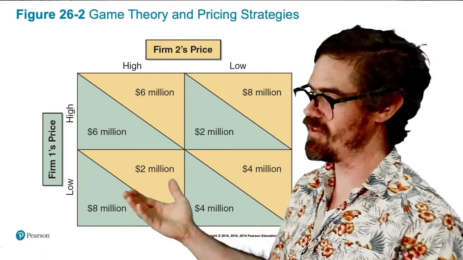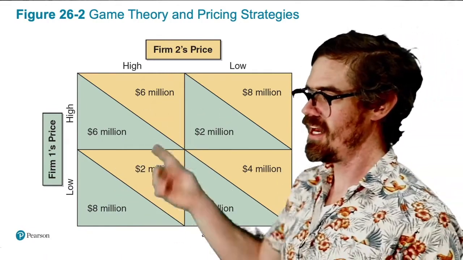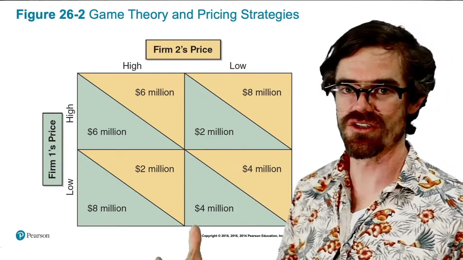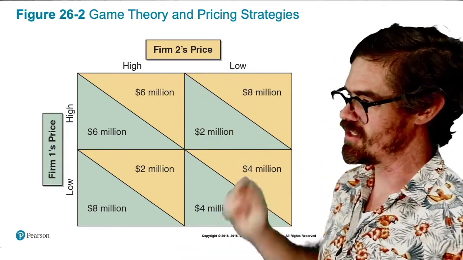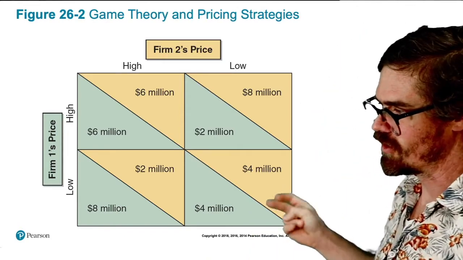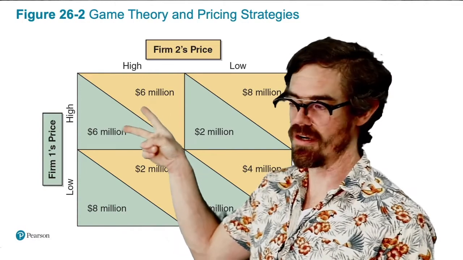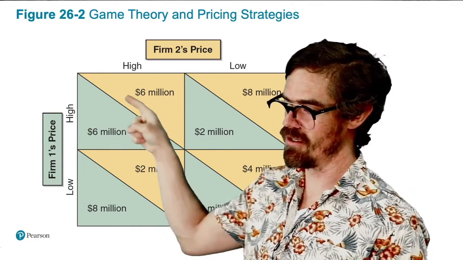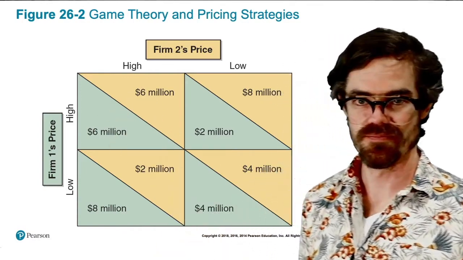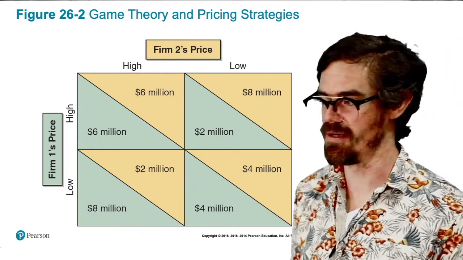And if you did the same thing, maybe practice this on your own, pause the video and practice this for yourself and prove to yourself that firm 2 also has a dominant strategy in choosing a low price. And so they will both choose a low price. They will both earn $4 million, even though if they could somehow coordinate, they could both earn $6 million by charging a high price. Okay? So again, same thing. It's a prisoner's dilemma.